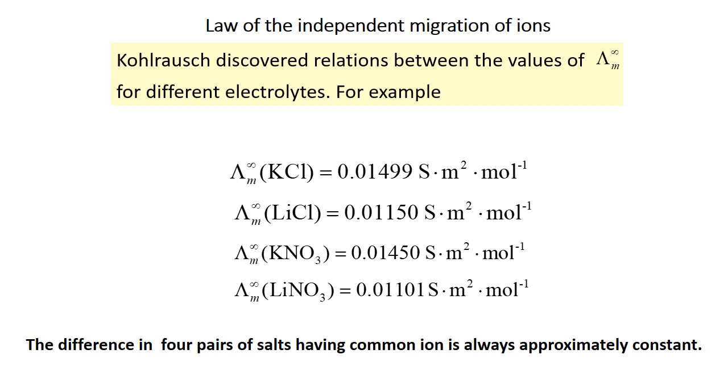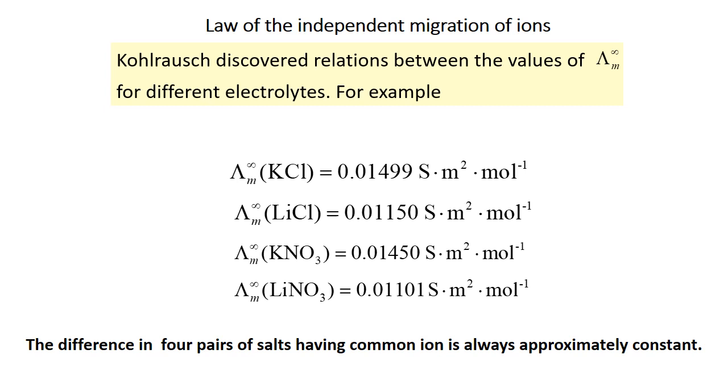So for that, Kohlrausch gave the law of independent migration of ions. What he discovered was a relation between the values of limiting molar conductivity for different electrolytes. Let us see the example.